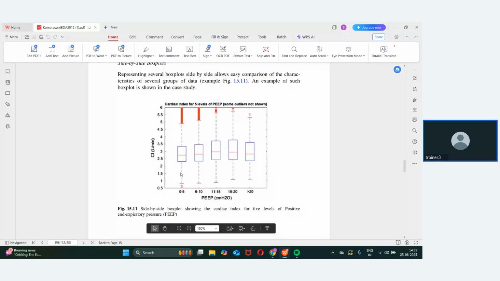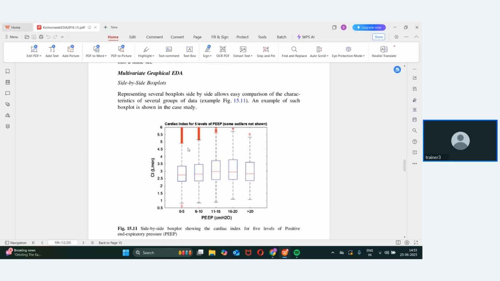Coming to side by side box plots, what are they? They represent box plots placed side by side, which allows us easier comparison of several characteristics of the data. An example is here. Have a look at it.